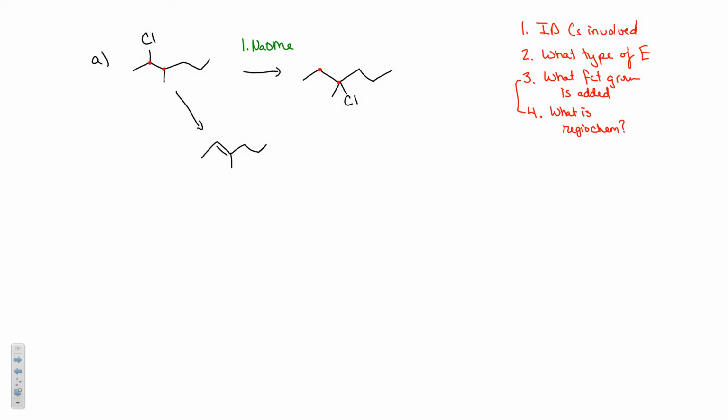So now I'm here. So how do I get this? Okay. So I'm adding 1 chlorine, which means HCl, and it's going to the more substituted carbon, which means it doesn't have peroxide. So it's just HCl.